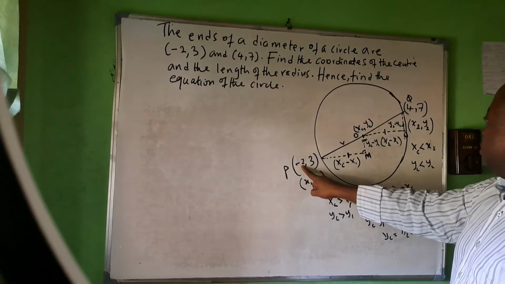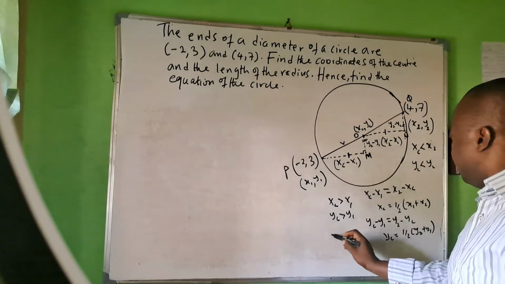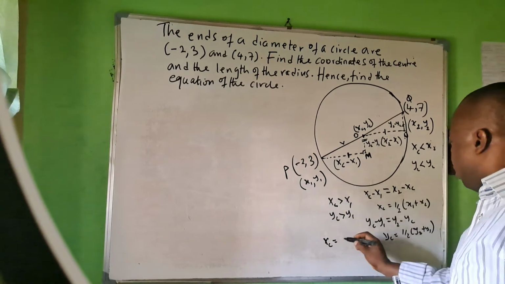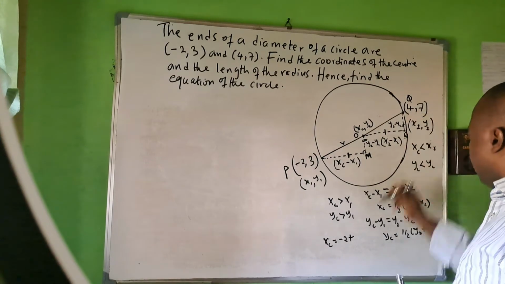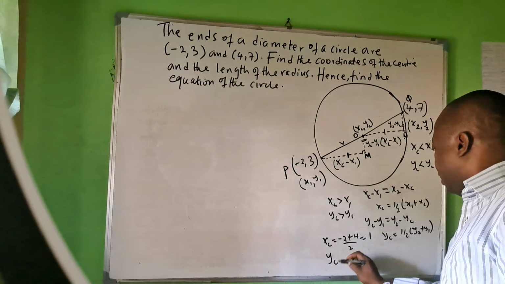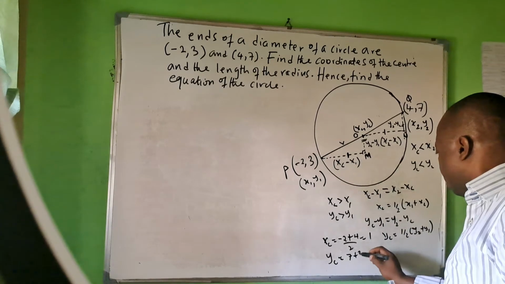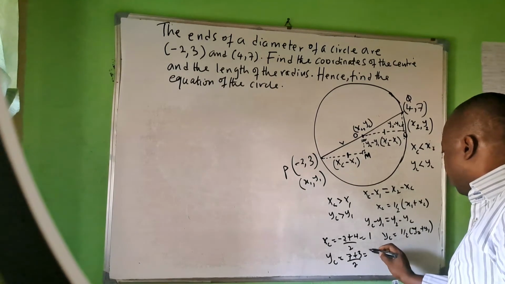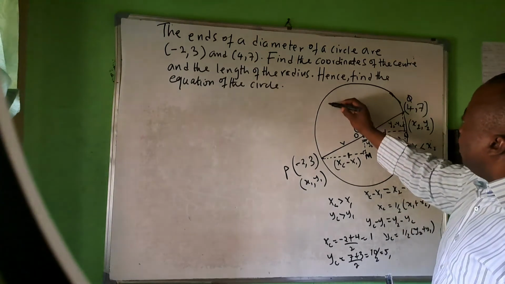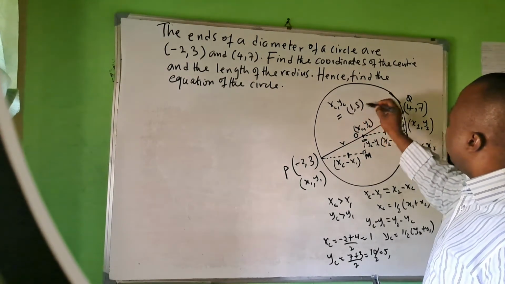Now, here, X1 is minus 2, X2 is 4. So what it means is the coordinate XC becomes minus 2 plus 4 all over 2. That gives us 1. YC equals 7 plus 3 all over 2. That gives us 10 over 2. So the coordinate of the center XC, YC equals 1, 5. So the first question is solved.